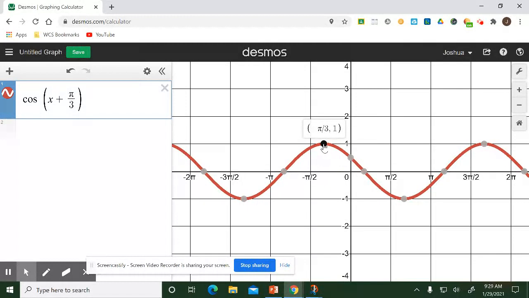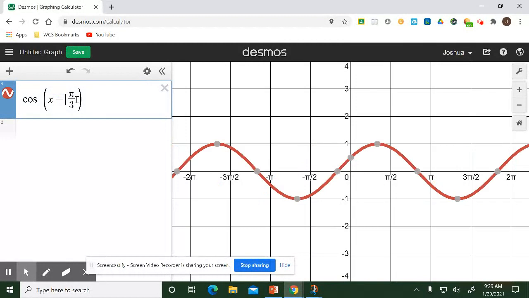So it goes in the opposite direction of what the sign says, which is something we've seen with other types of functions. Let's change the sign here and make it minus, and it's going to move it that far this time to the right. So it starts at positive pi over 3. So phase shift moves it left and right, and it's always the opposite of whatever that number is.